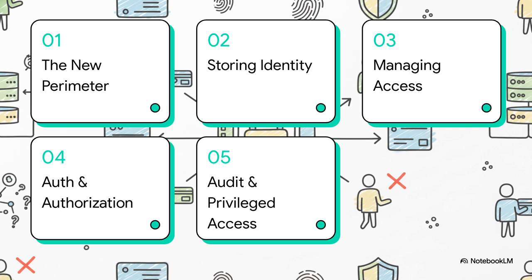Okay, so here's the game plan. Think of it like we're constructing a secure digital building from the ground up. First, we'll define that new perimeter. Then we'll pour the foundation by figuring out how to store identity. After that, it's all about managing who gets the keys, checking IDs at every single door, and finally, auditing the most secure vaults deep inside.